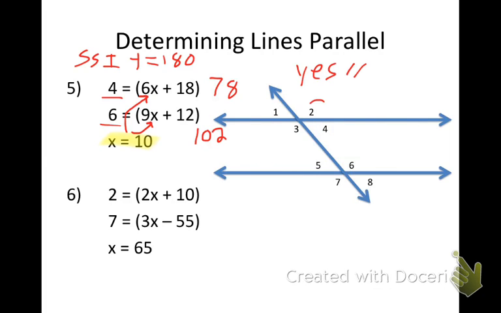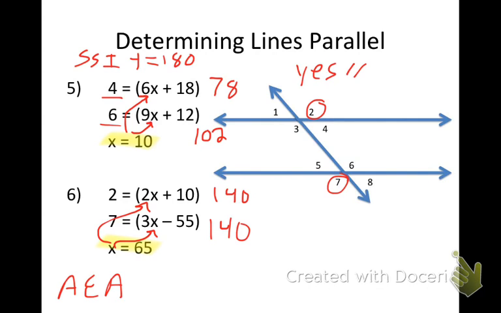Number 6, there's angle 2 and angle 7. There's angle 2, there's angle 7. What type of angles are those? Alternate exterior angles. I'm going to take my x equals 65 and plug it in. I plugged in the first one. 2 times 65 is 130 plus 10. Okay. Plug it into the bottom one. 3 times 65 is, I think, 195. 195 minus 55 is? Are they congruent? 140 and 140, right? They're congruent. So are they parallel?